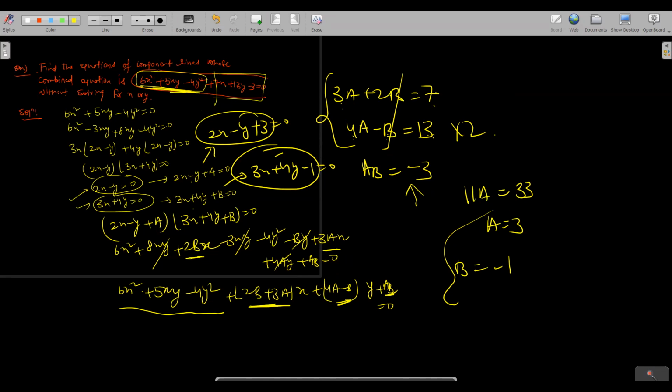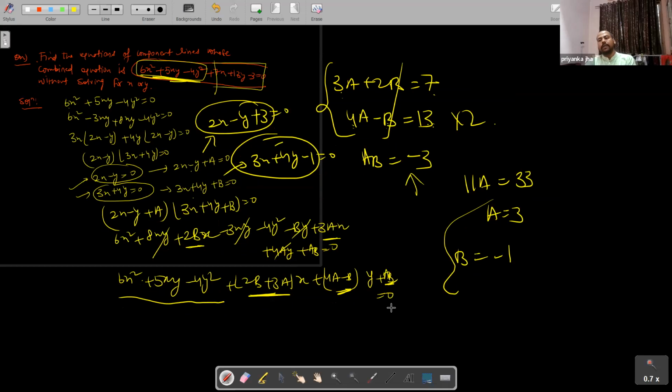So if they say find the equations of component lines, what does that mean? Component lines means the lines after combining them, whatever we get, that is known as a pair of straight lines. See now here, this and this. Component lines means suppose L1 into L2 equal to 0 gives you a pair of straight lines. So L1 is one component, L2 is the second component.